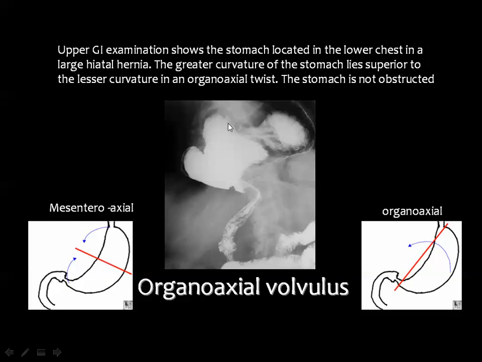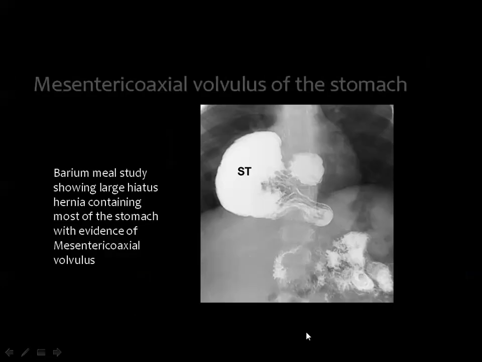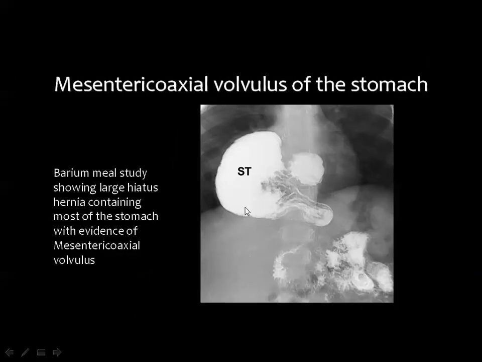In order to differentiate between both types, look at the greater curvature of the stomach. If the greater curvature of the stomach is above, then this is organoaxial. If the greater curvature of the stomach is to the right side, then this is mesenteroaxial volvulus. And this is the mesenteroaxial or mesentericoaxial volvulus, where you can see the greater curvature of the stomach is rotated to be on the right side of the patient.